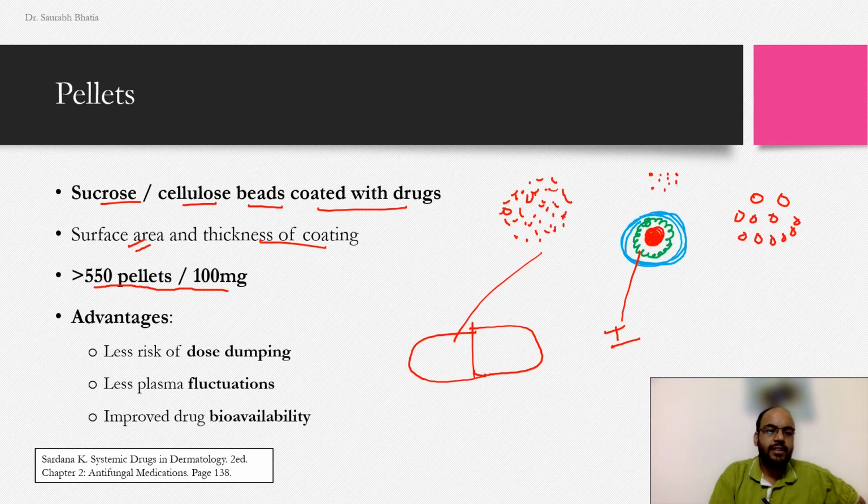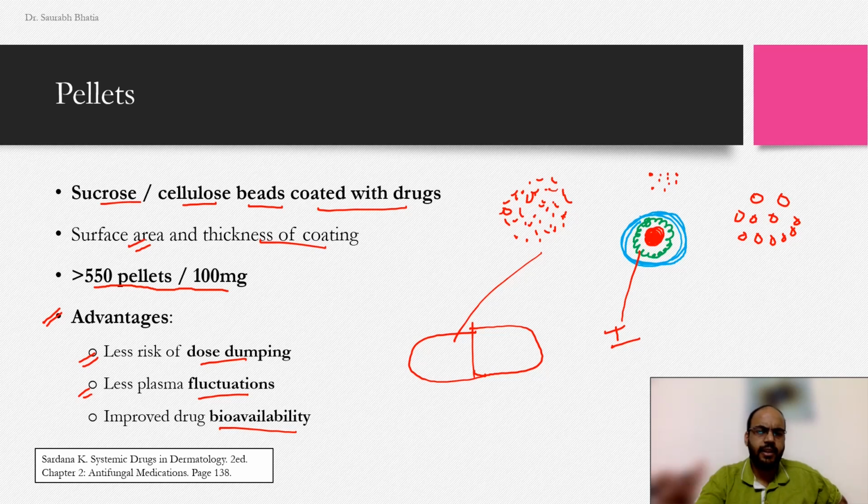What are the advantages of using pellets? It has less risk of dose dumping. That means a lot of drug is not released immediately. It leads to less plasma fluctuation. That means a normal or a stationary dose is maintained in the plasma, and improved drug bioavailability. So these are some of the advantages of pellets. Go and read any article, they are filled with advantages, but these are the three major advantages. Clear why itraconazole is supplied in pellet form? Why tablet forms are not that popular? So that is how we know.